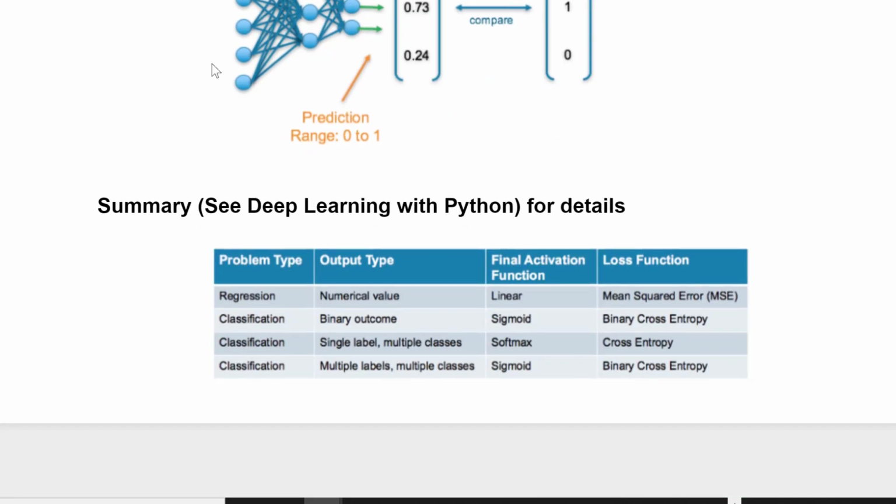So you can see in the Deep Learning with Python book, there is a table that discusses which activation function to use depending on the type of problem that you have. If you have a regression problem and you need a numerical value output, your final activation function is linear. If you're doing binary classification, either it's a dog or not a dog, you want to use a sigmoid. And if you're classifying multiple types, dog, cat, zebra, you use softmax. And if you're using multiple labels and multiple classes, so you want to recognize whether it is a dog or cat in the image, you would use a sigmoid output activation function.